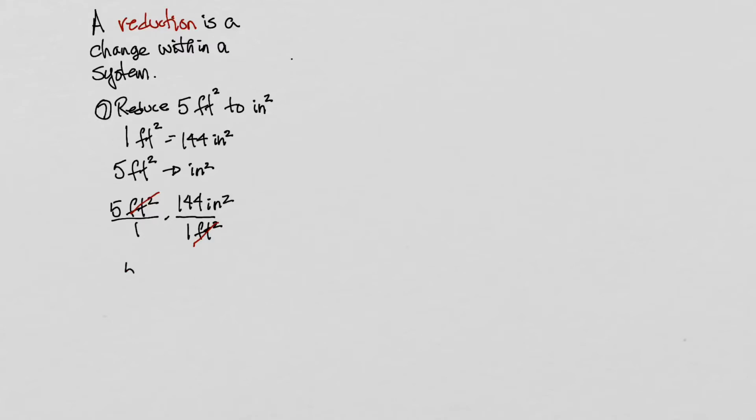And what we've got then is 5 times 144 square inches over, right, over 1 times 1. So 5 times 144, when I did that on my calculator, I got 720 square inches, and 1 times 1 is just 1. So 5 square feet turns out to be 720 square inches.